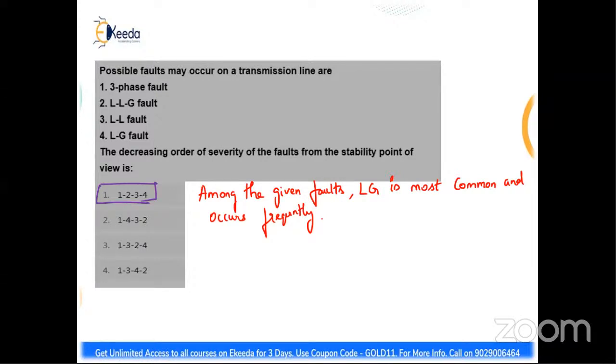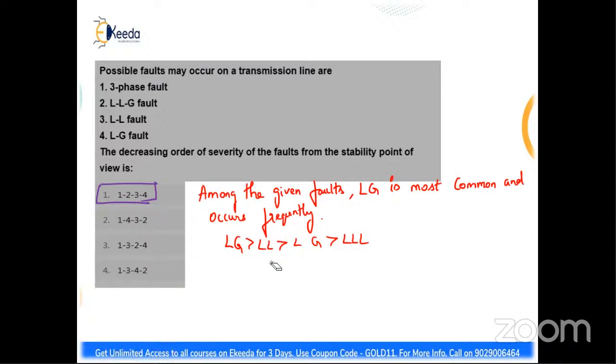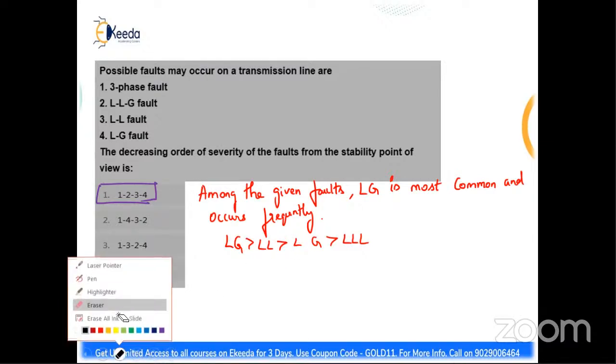So the order of frequency of occurrence is like this. The line to ground fault is more than line to line fault, right? And line to line fault is more than line to line ground fault, and that is greater than LLL. So that's why option 1 is the right answer here. Understood?